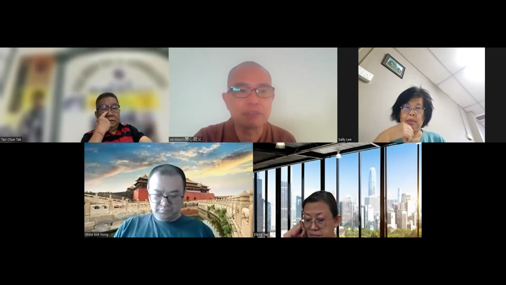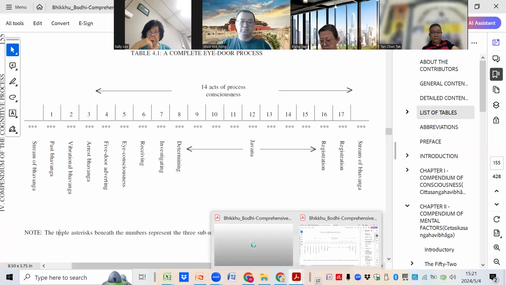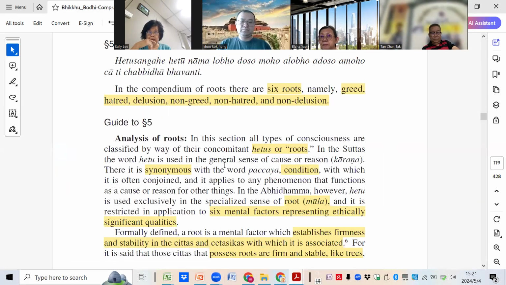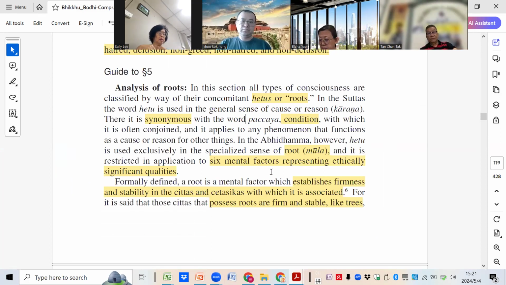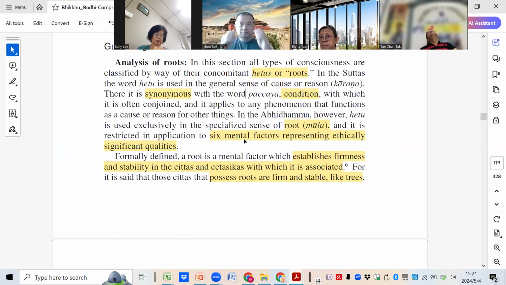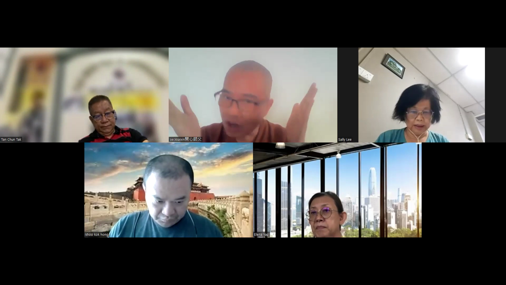Okay, then let's continue. Take a look at it. Okay, and see here. So we say that this is a hetu. We call it root. Basically, in Abhidhamma, we define it as six mental factors representing ethically significant quality. Ethical, because it will decide the ethical quality of the consciousness.